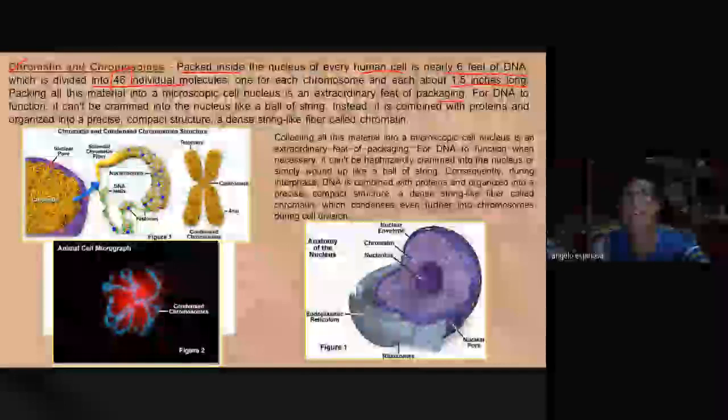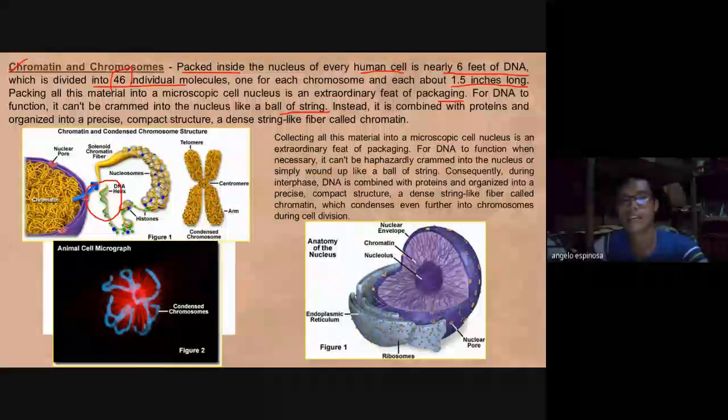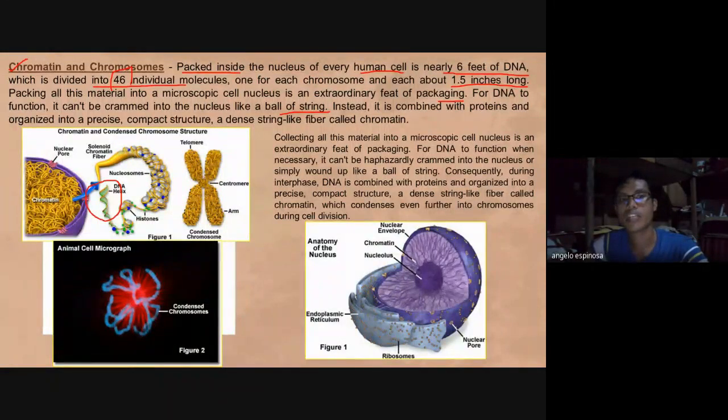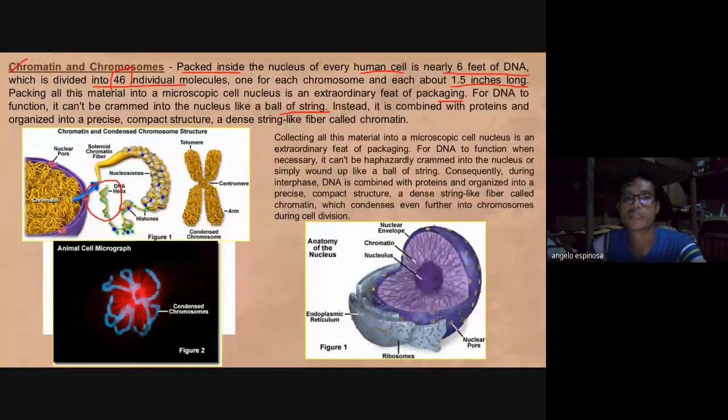For DNA, it can be crammed in the nucleus like a ball of string, yan, this one. So this one is the DNA helix, or the double helix. And then if it is already coated with protein, that is called triple helix. Okay? So instead, it is combined with proteins and organized into precise compact structures, a dense string-like fiber called chromatin.